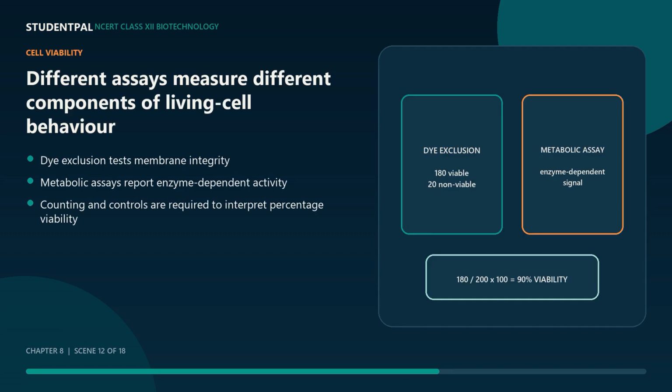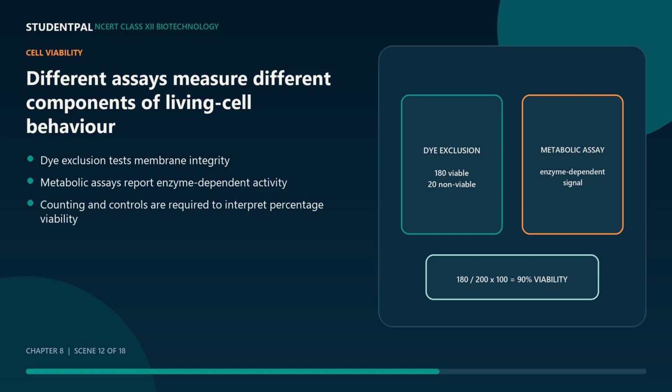A dye exclusion assay distinguishes cells with intact membranes from cells that take up the dye, but early damage may not be detected. Metabolic assays measure the conversion of a reagent by cellular enzymes. The signal depends on metabolism as well as cell number. Membrane leakage assays detect released cellular components, while fluorescent probes can examine several states. No single method perfectly defines life, death, and function.